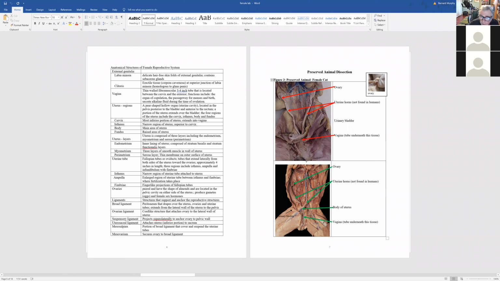And here you can see the uterine horns, these long, thin things. That's really different in cats than in people. And the ovaries are right up here and up here. So that's all you really need to know: the ovary and the uterine tubes for the female cat.